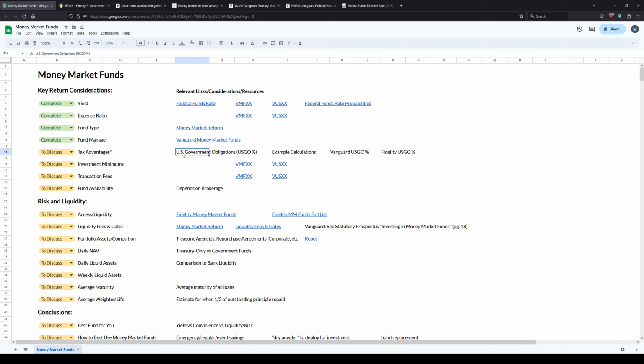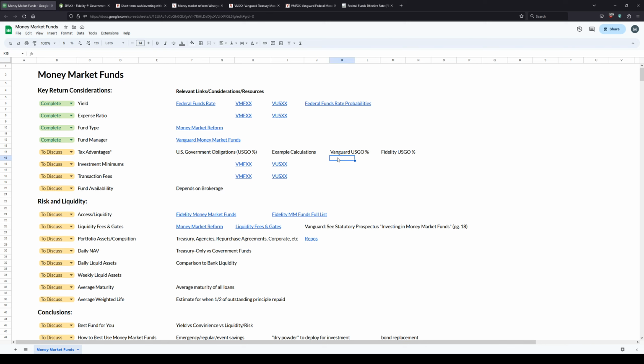So for this, there's an important term, which is US government obligations, sometimes abbreviated USGO. And if you've invested in money market funds during the year, this is something that you may or may not be aware of as a tax benefit to you. But since many of these funds invest a portion or all of their investments in US government obligations, the percentage that are invested in USGOs are exempted from state income tax in the United States.